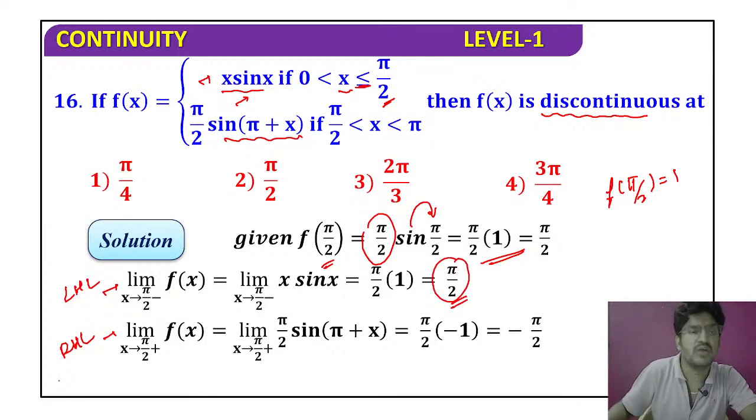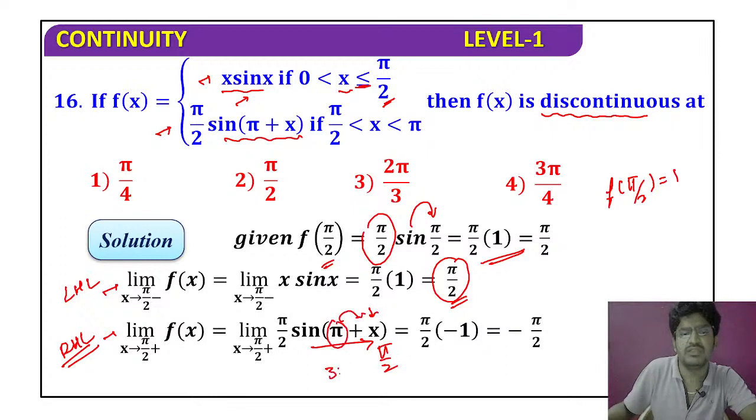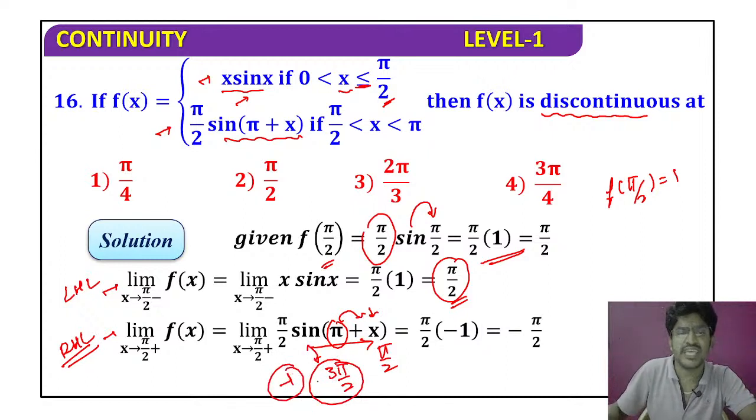Now for RHL, we have pi by 2 into sin of pi plus x. The x value is pi by 2, so pi plus pi by 2 will be 3 pi by 2. What is sin 3 pi by 2? Minus 1. Minus 1 into pi by 2 is minus pi by 2.